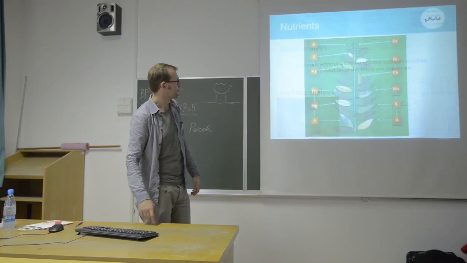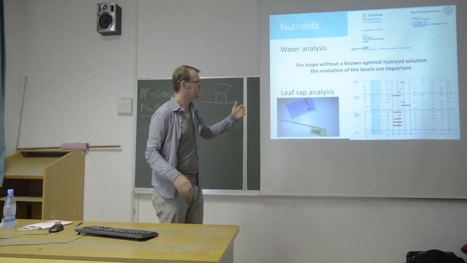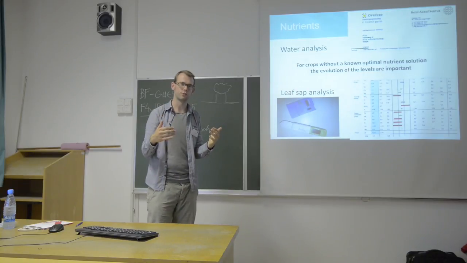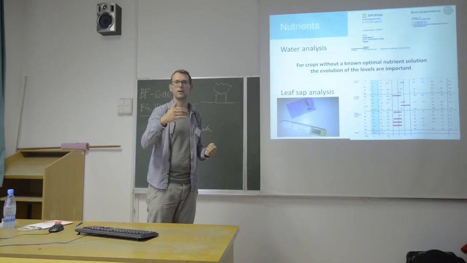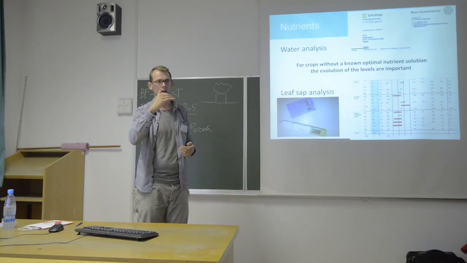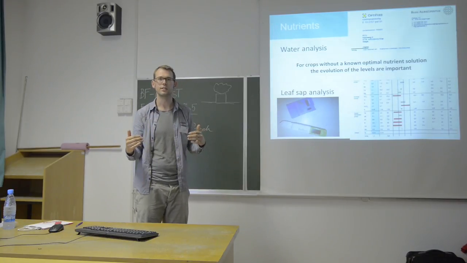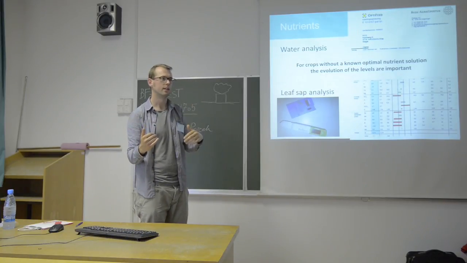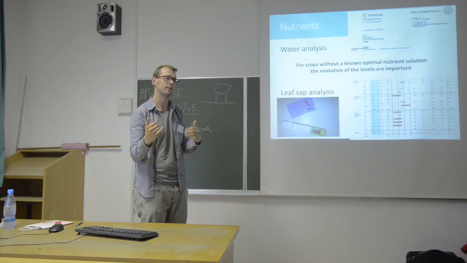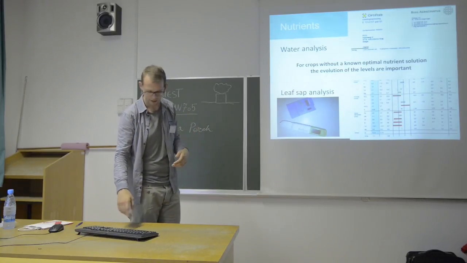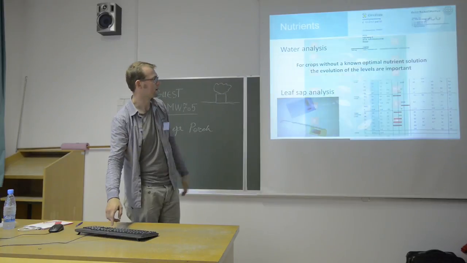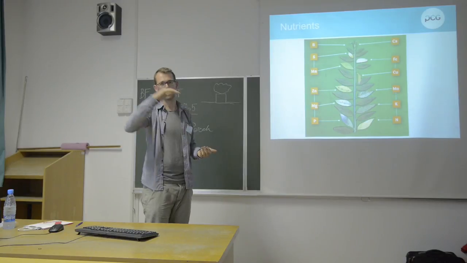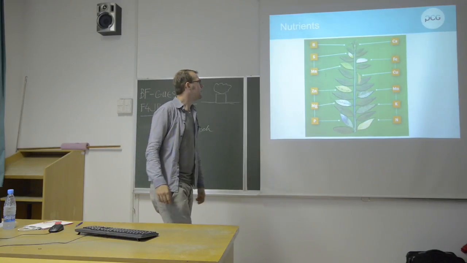And also, what's the most important is to look at the evolution of nutrient levels. If you see that you start with a certain recipe for your nutrient solution and nitrate levels are decreasing, and for instance calcium levels are increasing, then you know that you have to supply a little bit more nitrate and a little bit less calcium, for instance. So have a look at how these things are evolving, not just one measurement, one photograph. You have to have a look at how it's going.